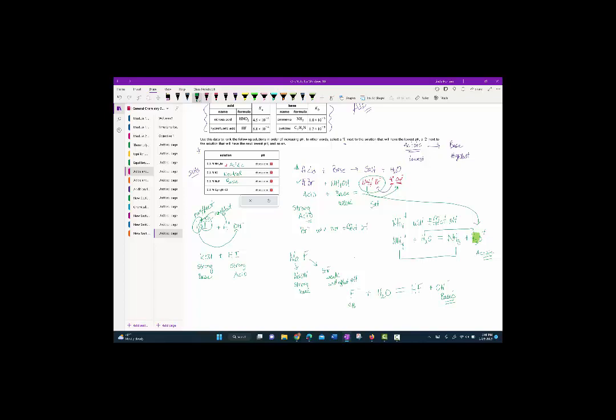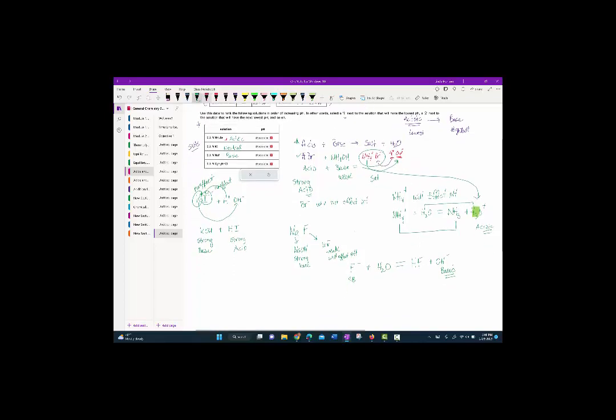The last one we have is pyridine chloride, C5H5NHCl. This is the positive ion. This is the negative ion of the salt that's formed. We know that the salt had a parent acid that was strong, so no effect on pH.